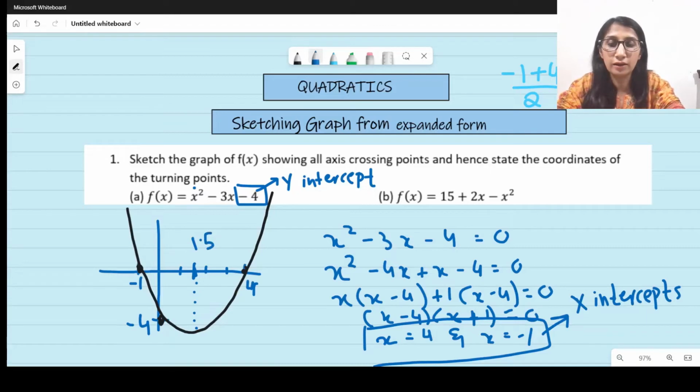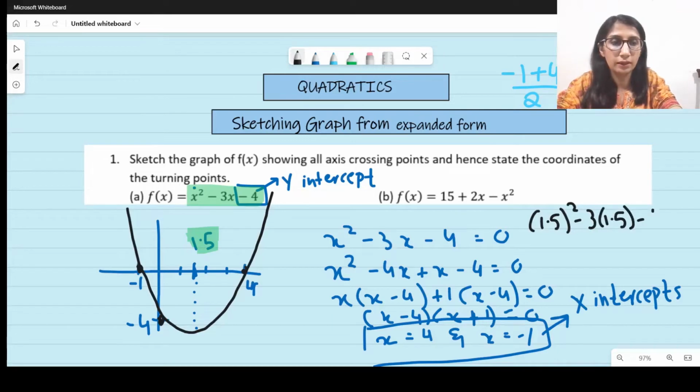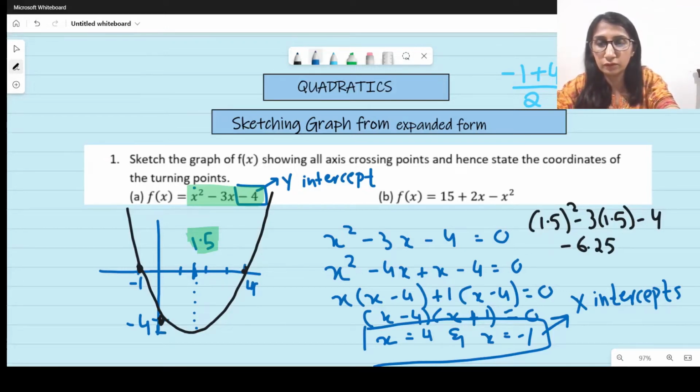And now I need the value of y. So for y, what I'll do, I'll simply substitute this 1.5 in this equation. So let me do that over here. So 1.5 square minus 3 times 1.5 minus 4 gives minus 6.25. So the value here is minus 6.25. You need to write minus 6.25 over here.